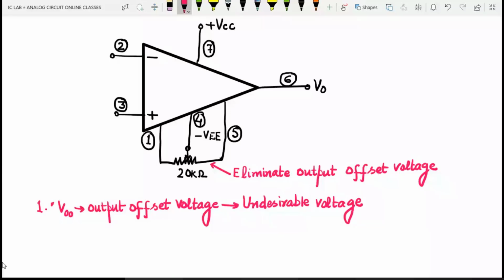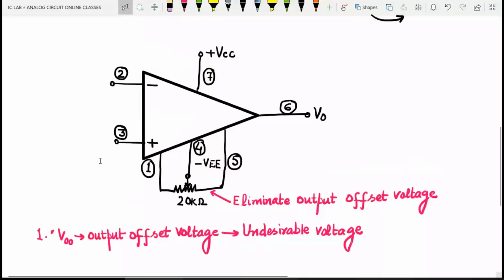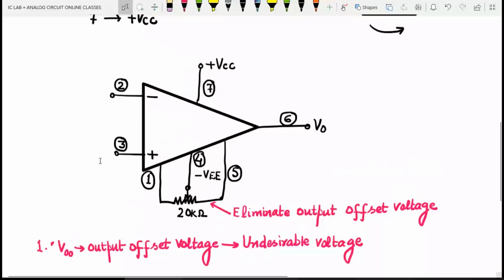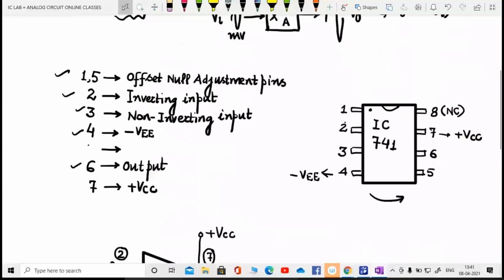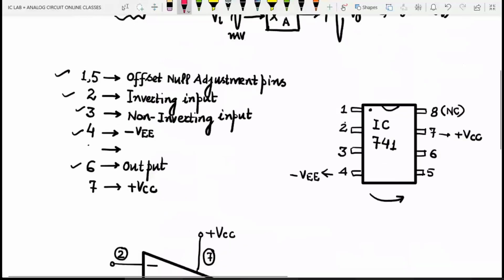So first of all, let us examine the terminals of an op-amp. What is the role of the input terminals of the op-amp? How many inputs are there in an op-amp? How many input pins are there, 1 or 2? Pin number 2 and pin number 3. How many inputs? 2. 2 inputs are there.